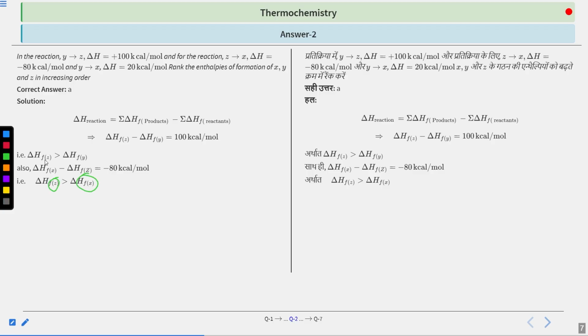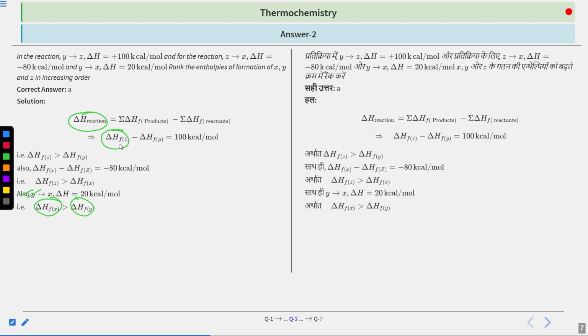Now z is greater than y and z is greater than x, so you have to find the comparison between x and y. For that we have the third equation, which says that delta H is 20 for y moving to x, meaning x is greater than y. How is it so? Again, just write the equation. Delta H reaction is equal to delta H formation of the product, which is x, so delta H formation of x minus delta H formation of y. If this is equal to 20, that means x formation is greater than y formation, and hence this series is obtained.